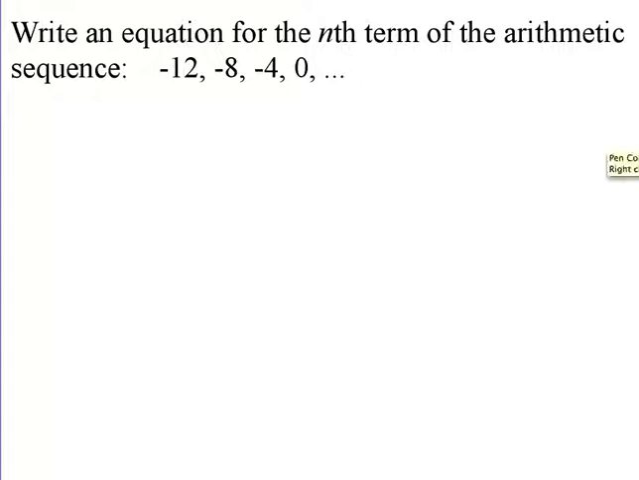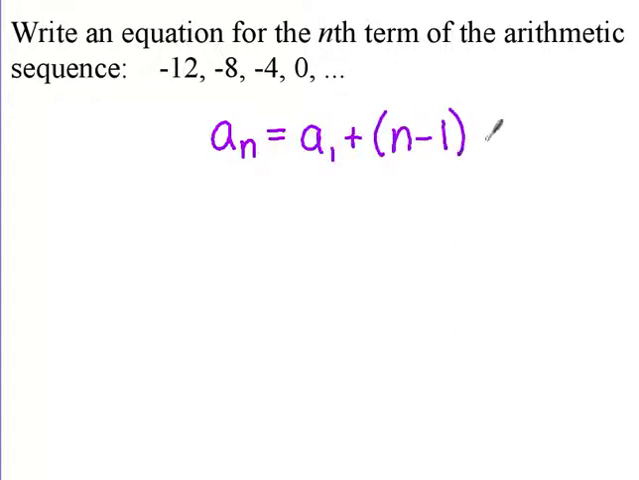It says, write an equation for the nth term of the arithmetic sequence. So here's my formula. So all I'm going to have you do is we're just going to plug in what we know. Okay? Now, when it says write an equation for the nth term, that means that you leave a sub n alone. Okay? That's what you're trying to find the equation for. Now, this says a sub 1. What would a sub 1 be up here? Negative 12, because that's your first term, right? So I have negative 12.